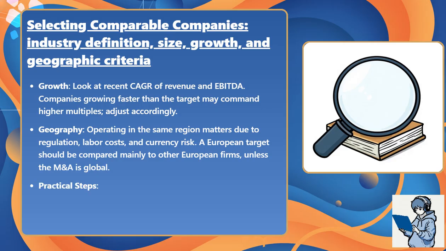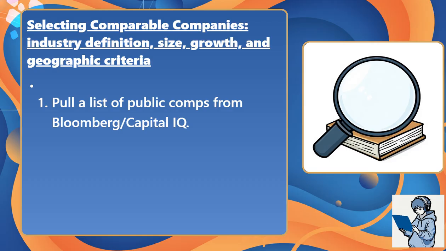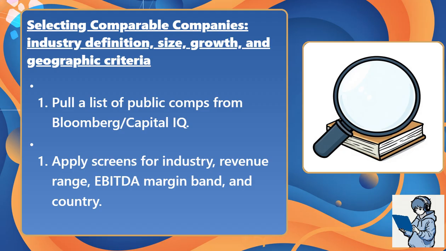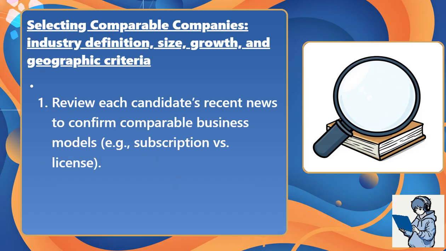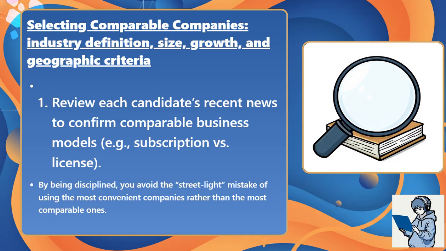Practical steps. Step 1, pull a list of public comparables from Bloomberg or Capital IQ. Step 2, apply screens for industry, revenue range, EBITDA margin band, and country. Step 3, review each candidate's recent news to confirm comparable business models, subscription versus license. By being disciplined, you avoid the street-light mistake of using the most convenient companies rather than the most comparable ones.